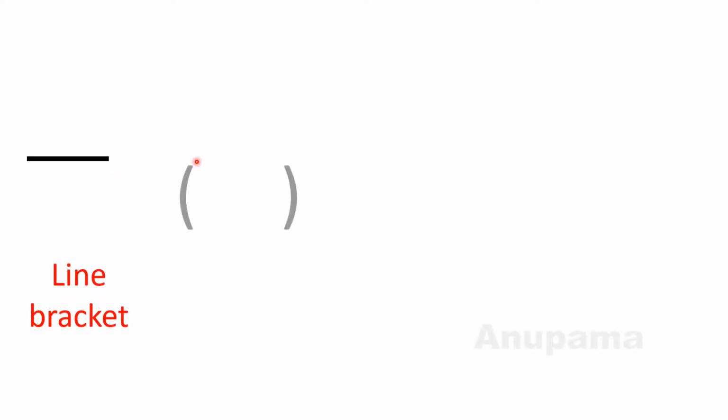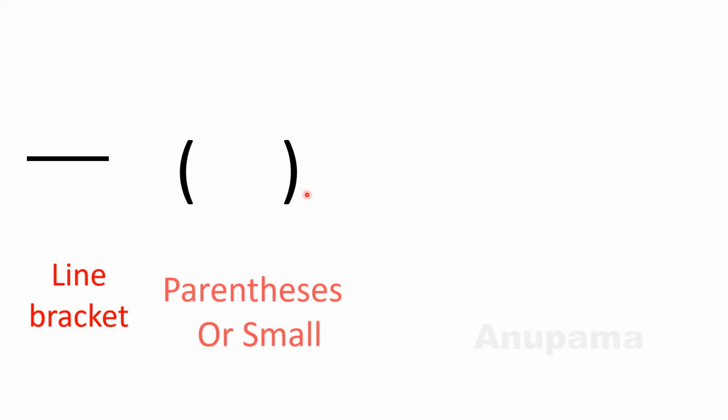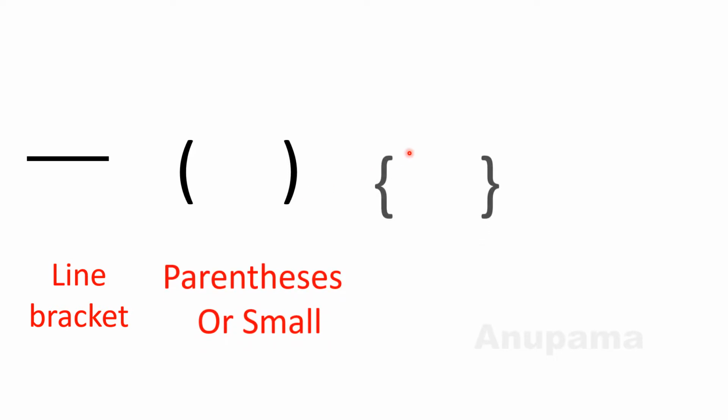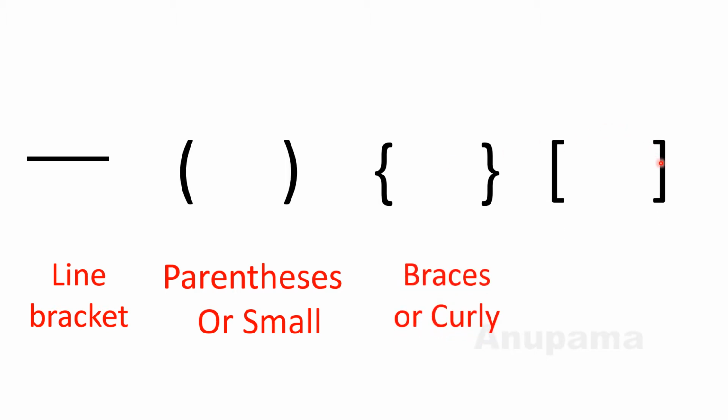There are four kinds of brackets. First, this kind of line which is above the number, called line bracket. Second, small brackets, or we can say parentheses. Third, braces or curly brackets. Then the big bracket. There is a sequence too. At first we need to solve the line bracket if it exists, then small or parentheses brackets, then curly or braces, and at last we solve the big bracket.